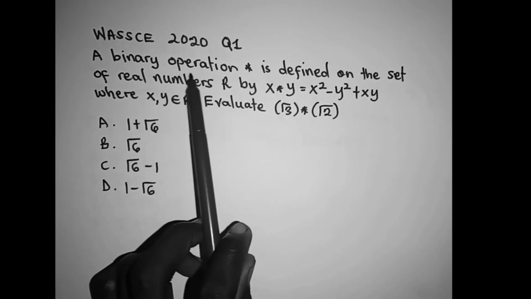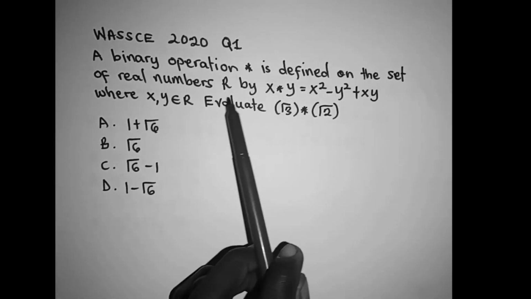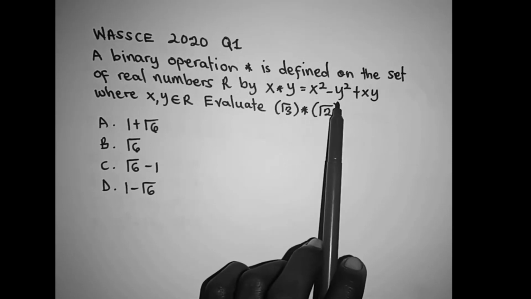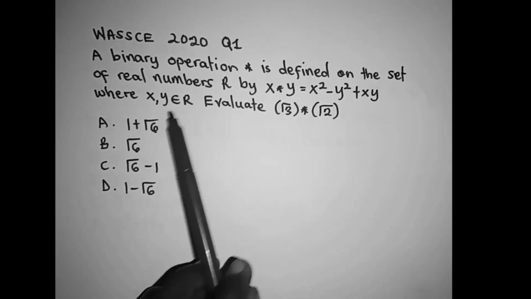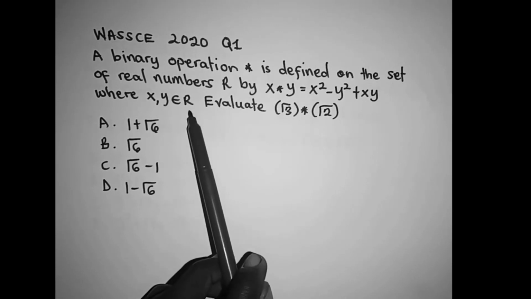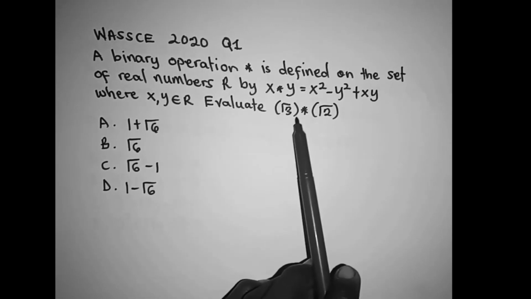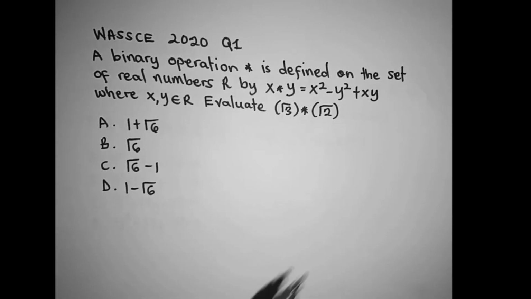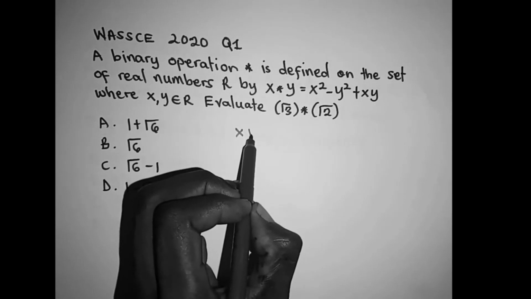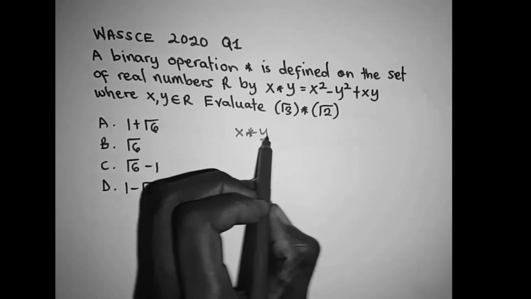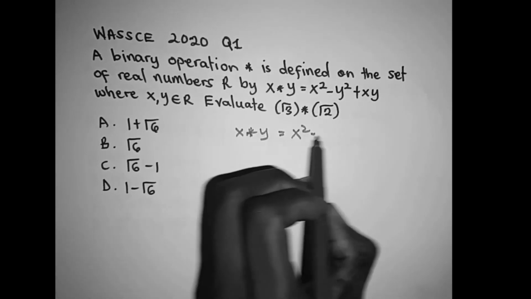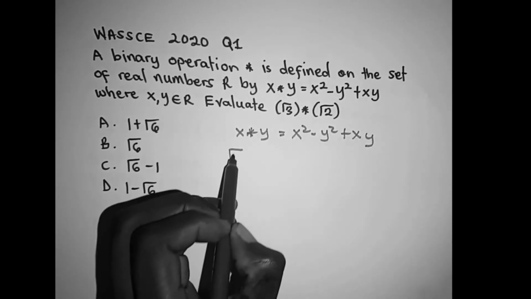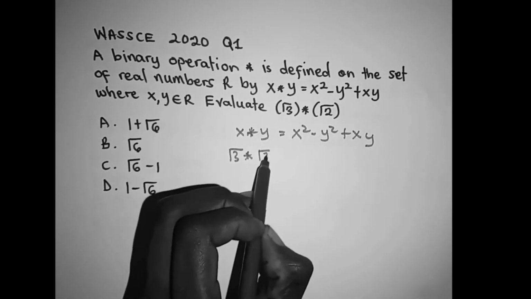A binary operation is defined on the set of real numbers by x operation y equals x squared minus y squared plus xy, where x and y are all real numbers. Evaluate root 3 operation root 2. So x operation y equals x squared minus y squared plus xy. What is root 3 operation root 2?